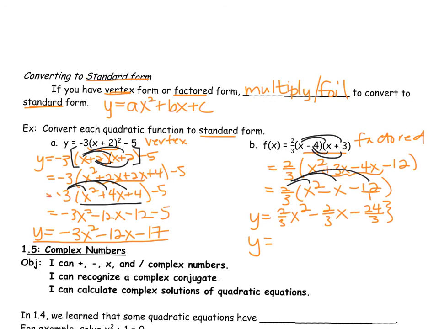If we simplify 24 over 3, we end up with a final form of y equals 2/3 x squared minus 2/3 x minus 24 divided by 3 is 8. And there's your quadratic function back in standard form. And this is the final lesson that we'll cover for lesson 1.4.